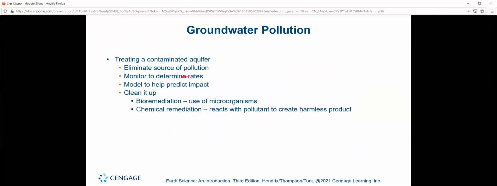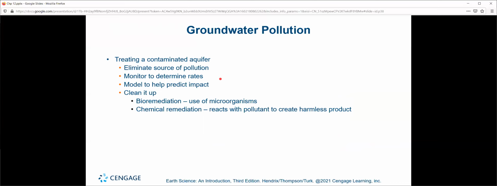So how do you treat a contaminated aquifer? First, the most important thing is to eliminate the source of pollution. If you have a leak, if you have a source of contamination, you need to cut the contamination off so it doesn't continue adding. Once you have cut off the source of the contamination, you need to constantly monitor what's going on with the problem here.